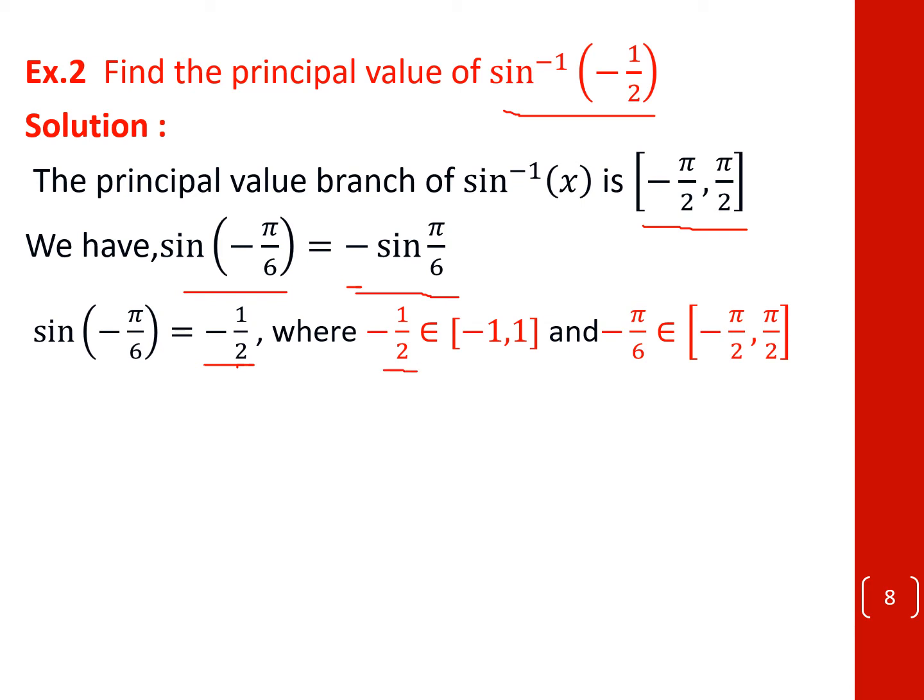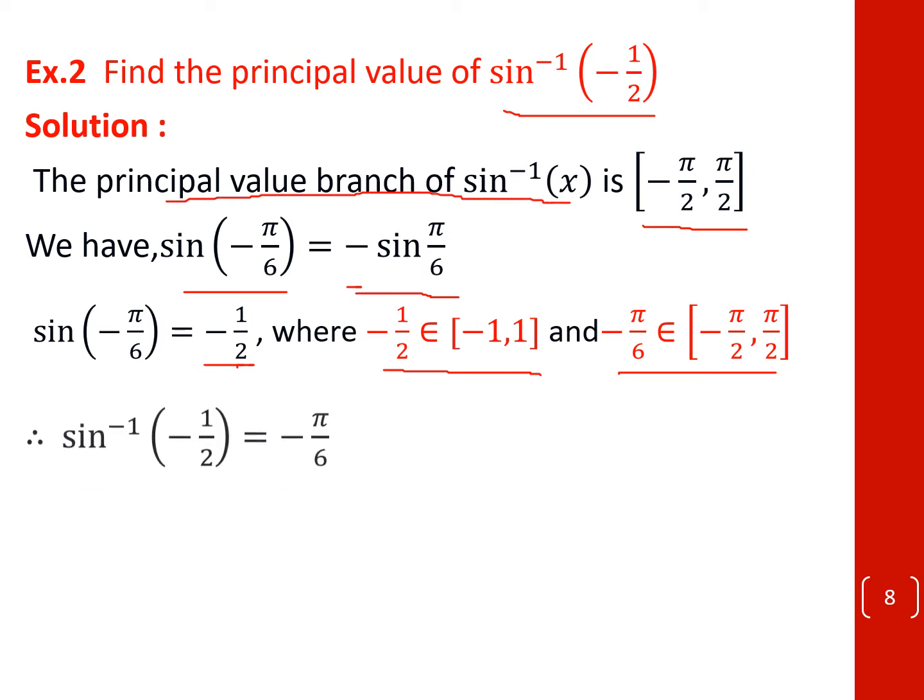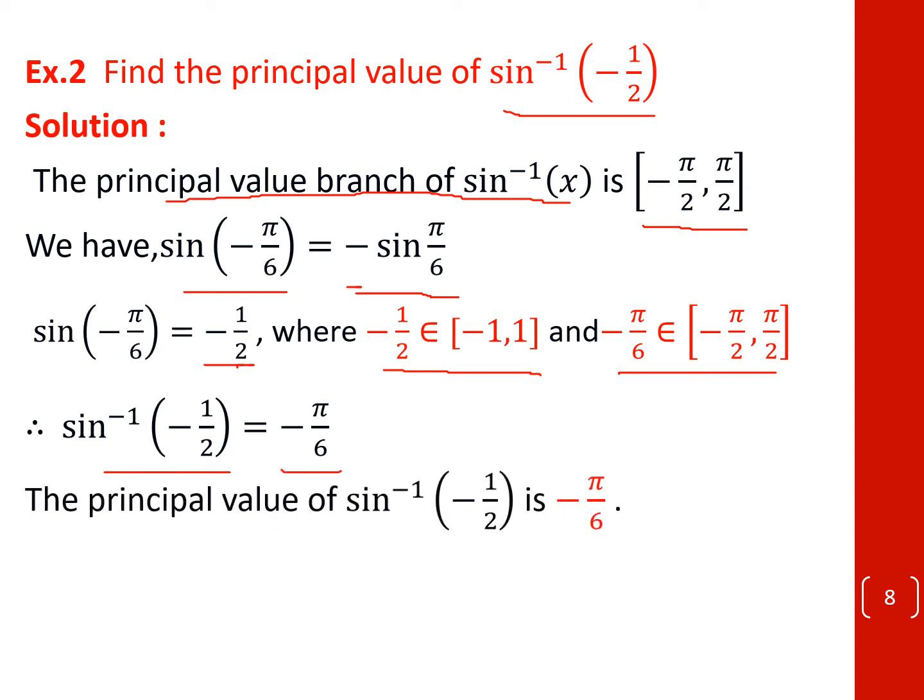Where this minus 1 by 2 belongs to closed interval minus 1 to 1. And this minus pi by 6 also belongs to closed interval minus pi by 2 to pi by 2, which is the principal value branch of sine inverse x. Therefore, it satisfies the condition. So we can write sine inverse of minus 1 by 2 is equal to minus pi by 6. Therefore, the principal value of sine inverse of minus half is minus pi by 6.